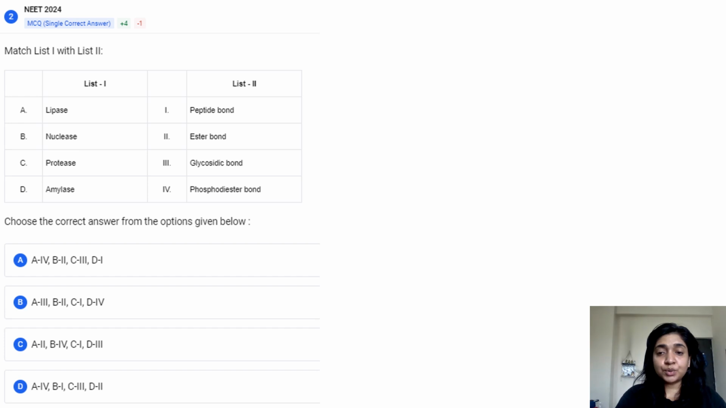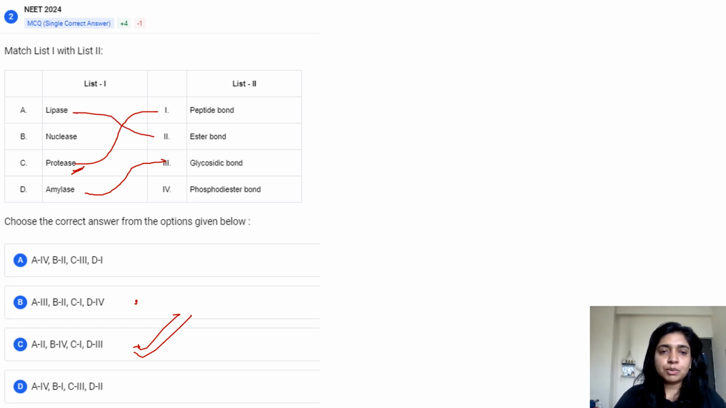Over here we have to match which enzyme is responsible for cleaving which bond. First let's start with protease. Protease will break down proteins, and the type of bond present between amino acids in a protein is the peptide bond. So protease will go with peptide bond, C1. Amylase, for example salivary amylase, is responsible for breakdown of carbohydrates. Carbohydrates have glycosidic bonds, so amylase will be breaking glycosidic bonds, so D3. So we got our answer, which is option C.